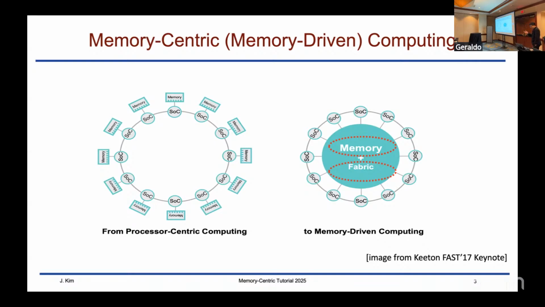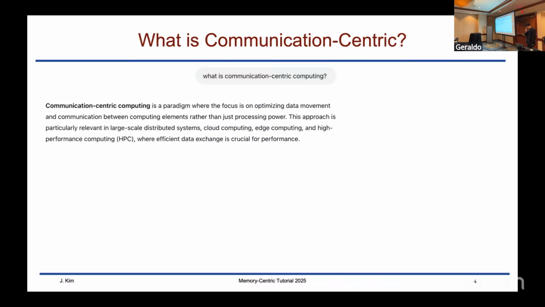So again, I came up with the title, is it memory-centric or communication-centric? I still don't know what it means, so what do I do? I asked ChatGPT. And this is where you shouldn't rely on ChatGPT. It gave me some answers. I didn't know what it meant here as well. It says communication between computing elements rather than just processing power. So clearly, ChatGPT does not know what processing power means here. But I think the second part was really wrong as well. It says this approach is relevant only for large-scale distributed systems, cloud computing, and so forth. Again, that's only part of the answer.